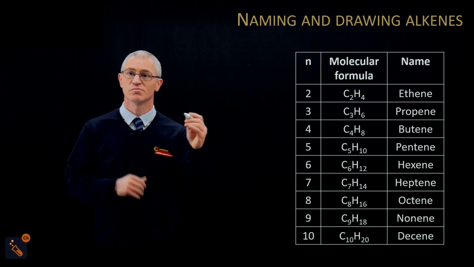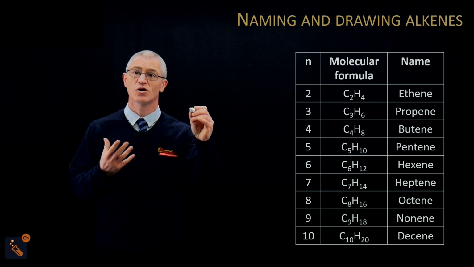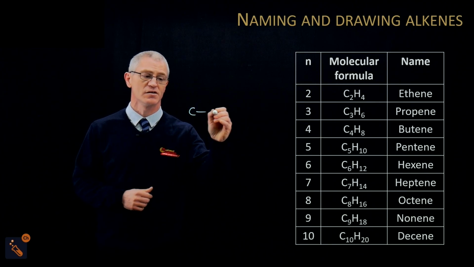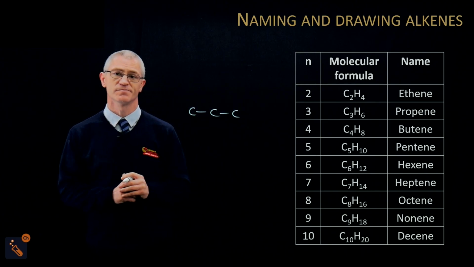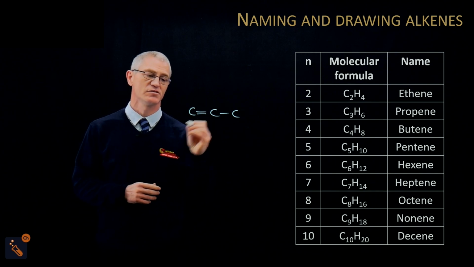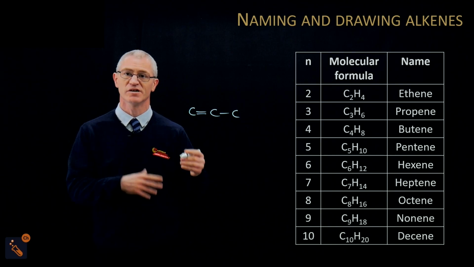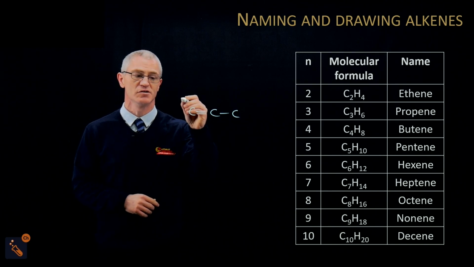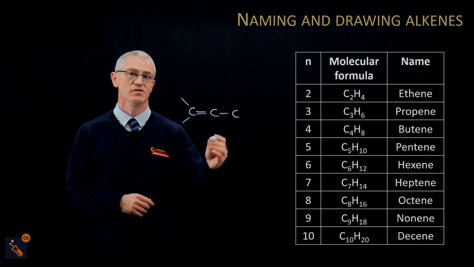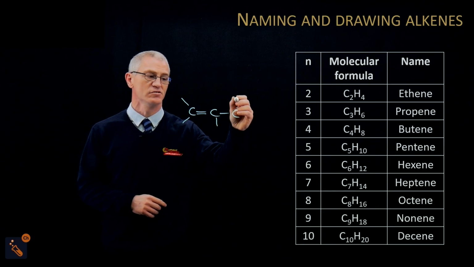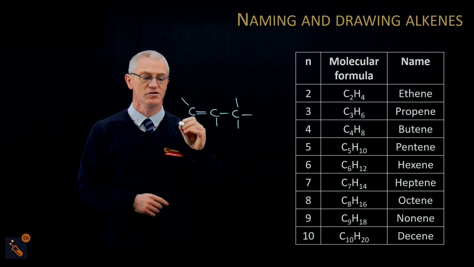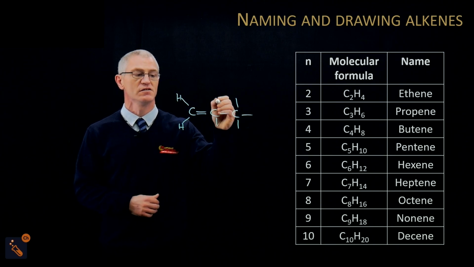First of all, we're going to do prop-1-ene. Prop means 3, and there are your 3 carbons. We're going to put our double bond at position number 1, and then we're going to fill in all the hydrogens around. Remember, there are 4 bonds to a carbon. So there's your hydrogen, another hydrogen there, and then all our hydrogens, and we just fill in the gaps.